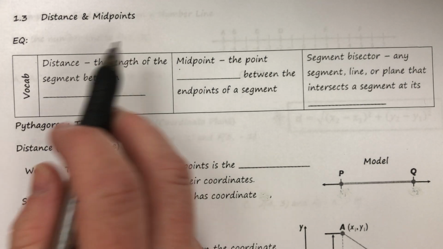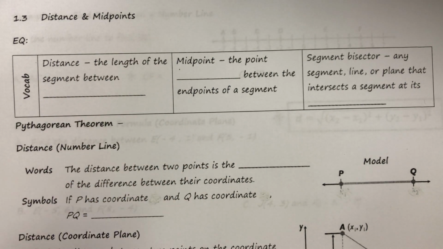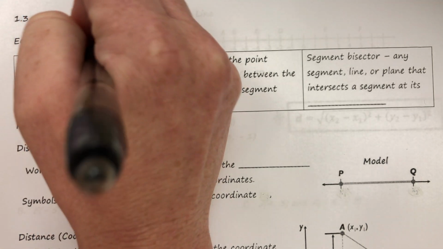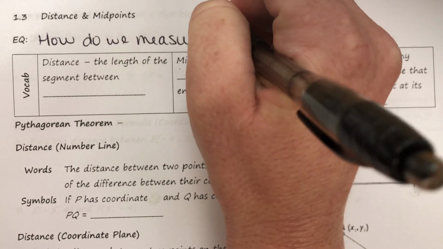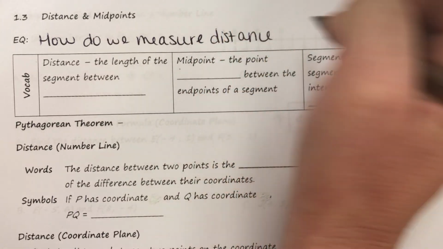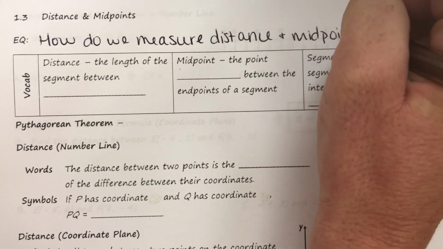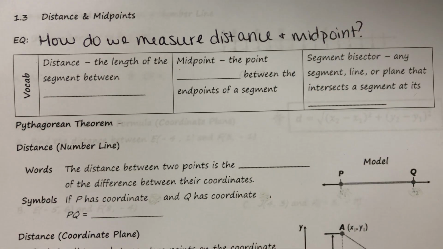All right, so for distance and midpoint, our essential question is, how do we measure distance and midpoint? And again, you don't have to print these notes out. You can just follow along, but they're there if you want to. All right, how do we measure distance and midpoint?